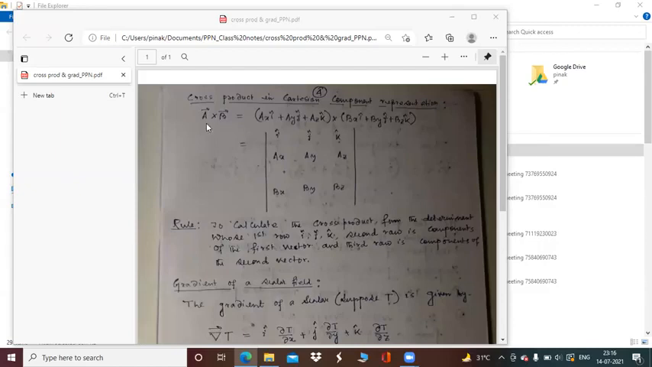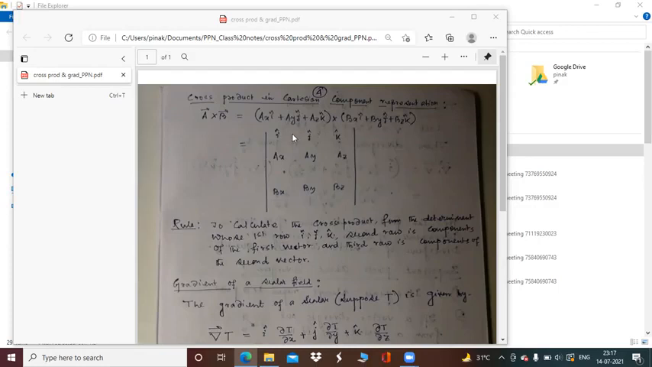That means if the two vectors are a bar and b bar, then first you write a bar cross b bar is equal to ax i cap plus ay j cap plus az k cap cross bx i cap plus by j cap plus bz k cap. Now you form a determinant whose first row is i cap, j cap, k cap, whose second row is the scalar components of the first vector, that means ax, ay, az, and whose third row is the scalar components of the second vector, that means bx, by, bz.